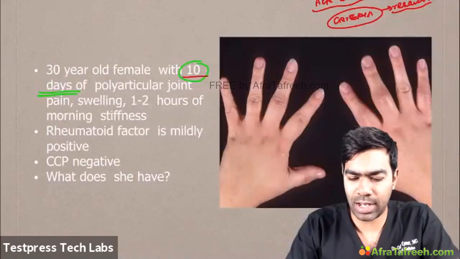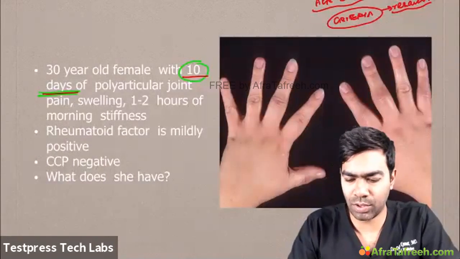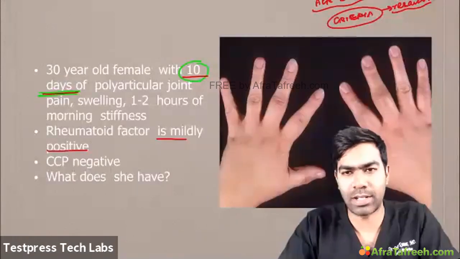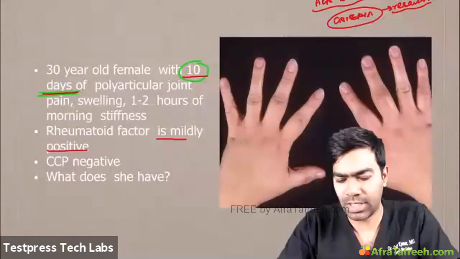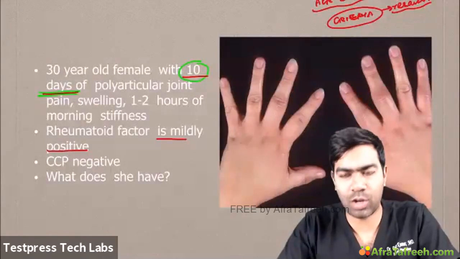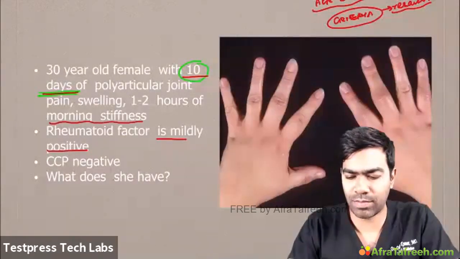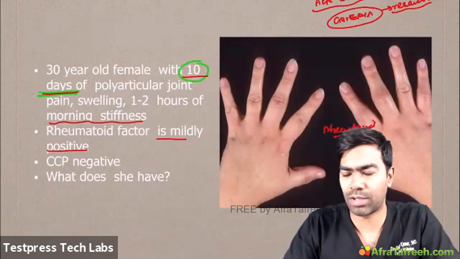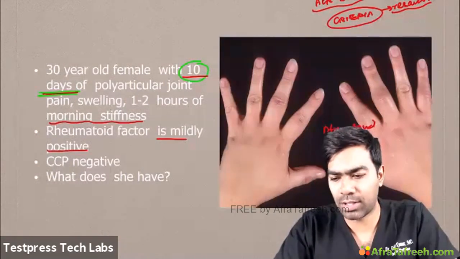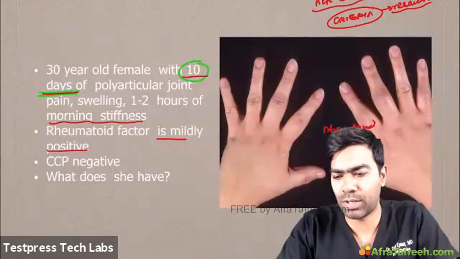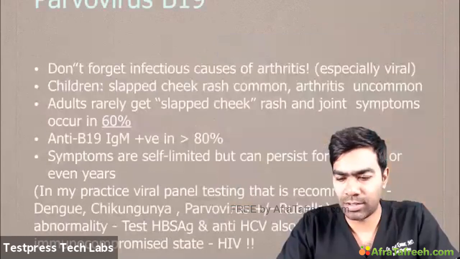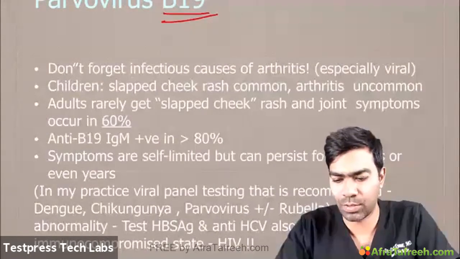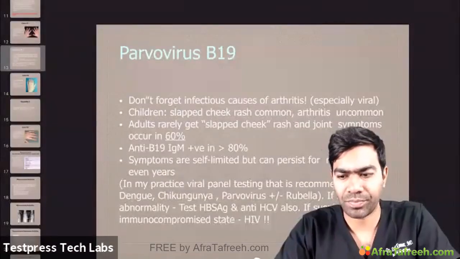So I generally won't take these 10 days as rheumatoid arthritis. Even though rheumatoid factor is mildly positive, it doesn't mean this patient has rheumatoid arthritis. CCP is negative. So, according to me, it's definitely not rheumatoid arthritis, even though they have morning stiffness with a characteristic rheumatoid distribution of MCP, PIP, and so on. We'll wait for some time, and we want to evaluate for viral arthritis. That's what happened in this lady: it was a parvovirus B19 infection. That was the kind of arthritis she had.